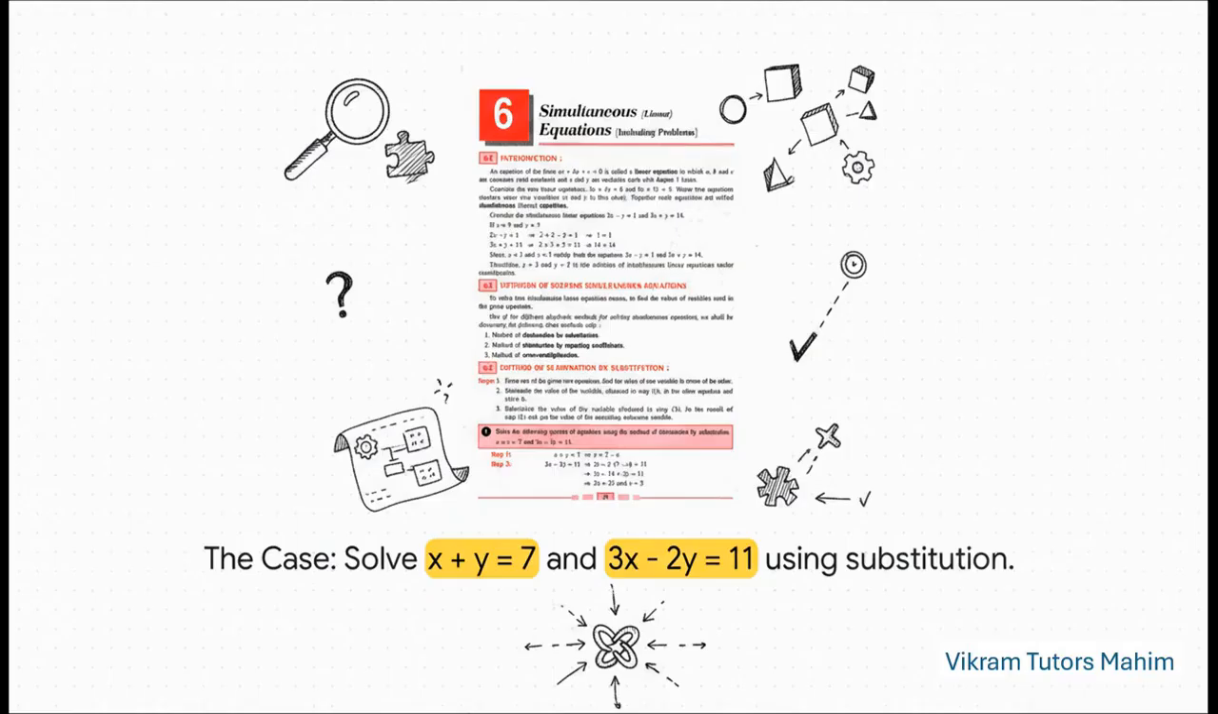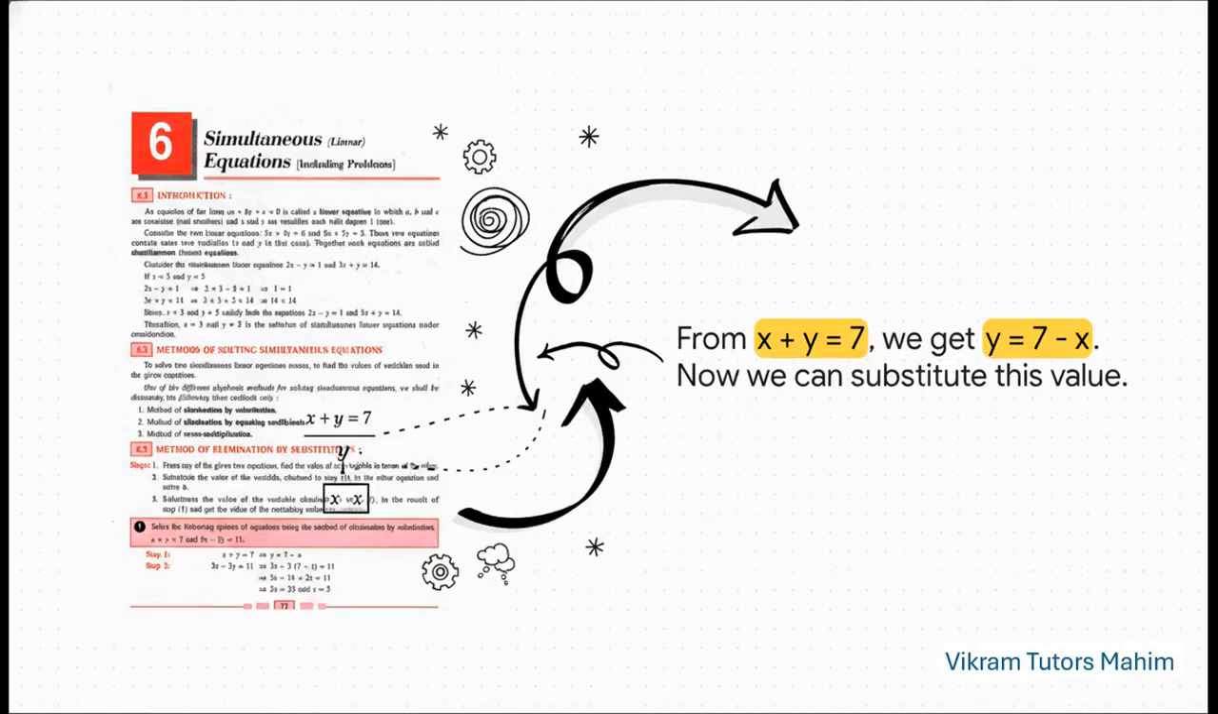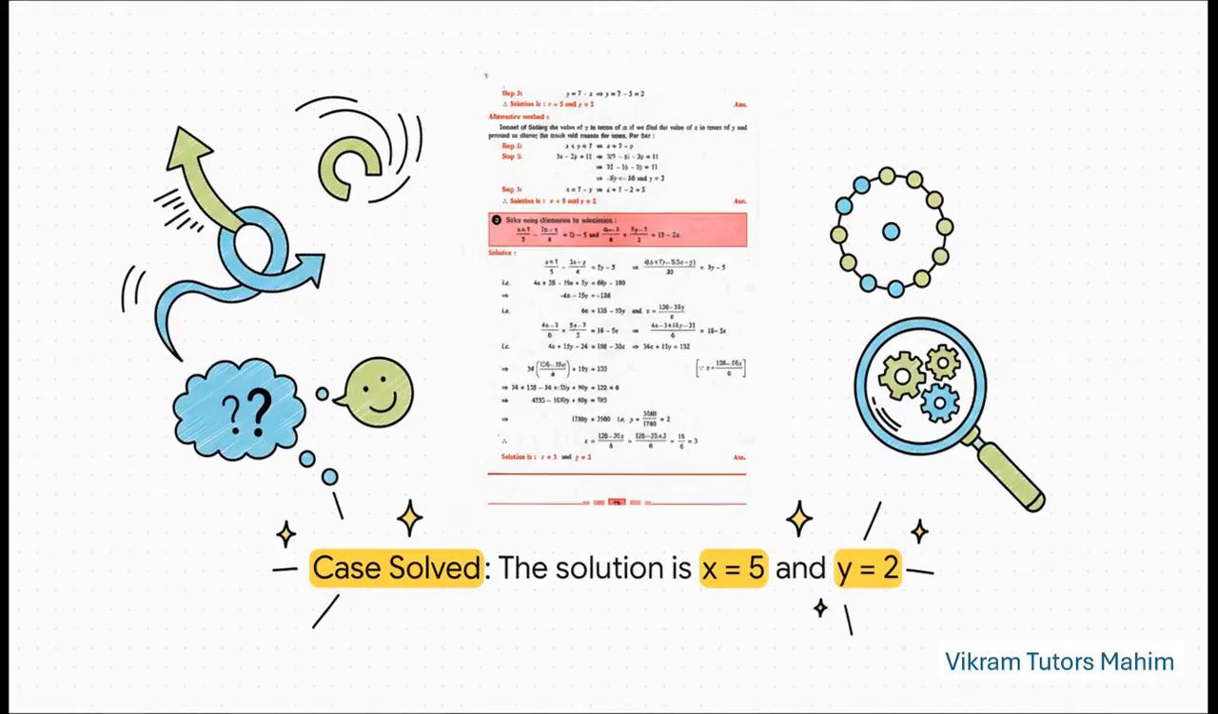All right, let's see this thing in action. Here's our first case file. So we just tweak that first equation to get y alone. Now we can pop it into the second one. And boom, we solve for x, which then gives us y. Case closed. The answer is x equals 5 and y equals 2.